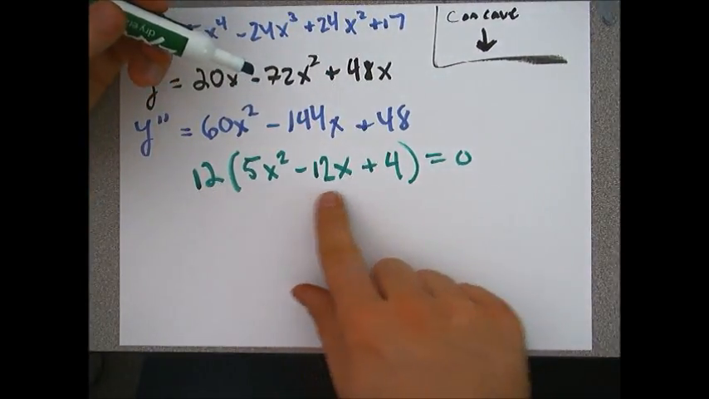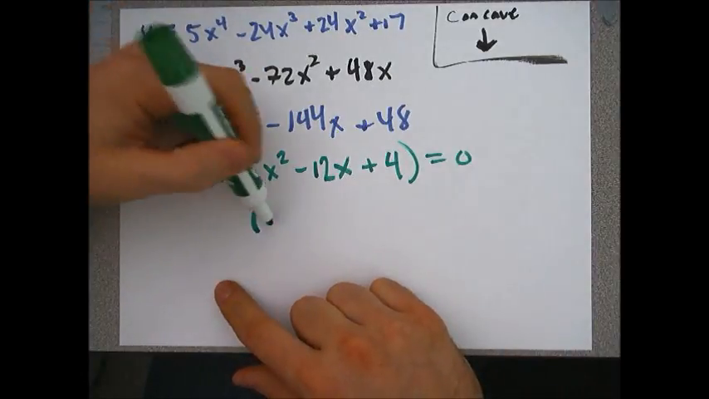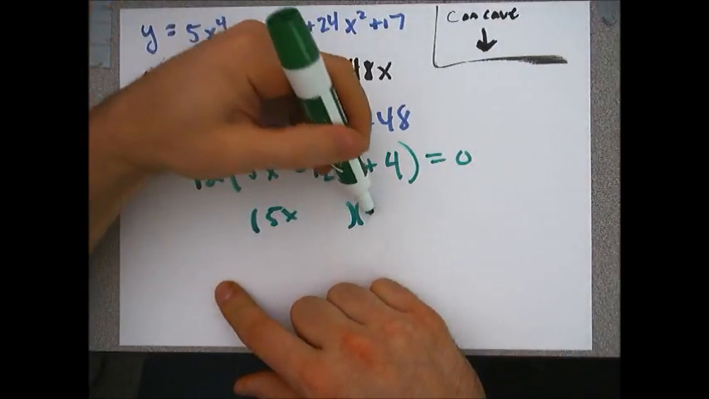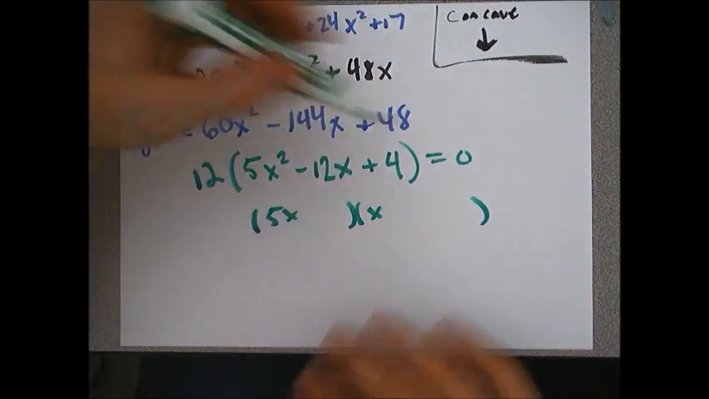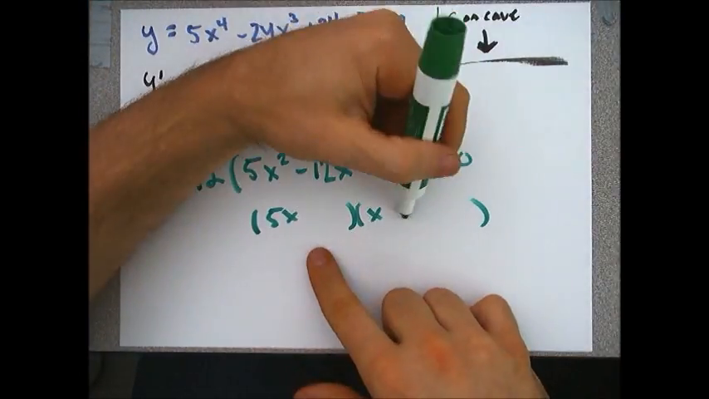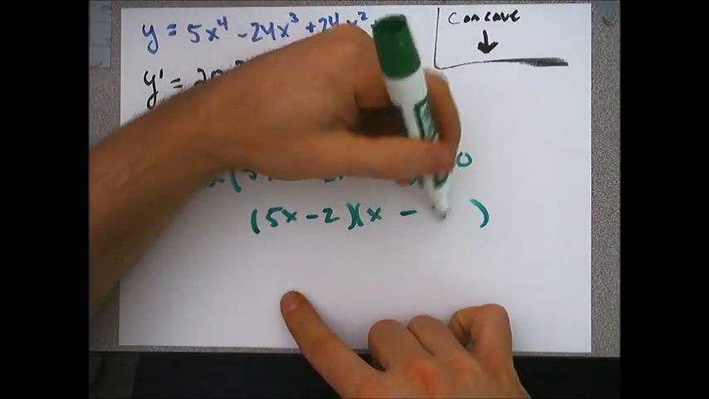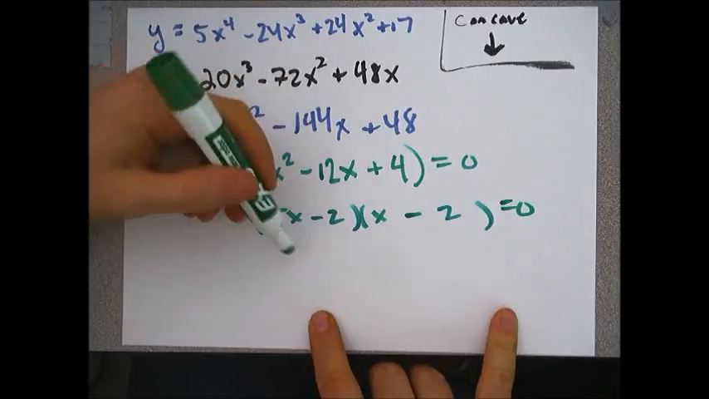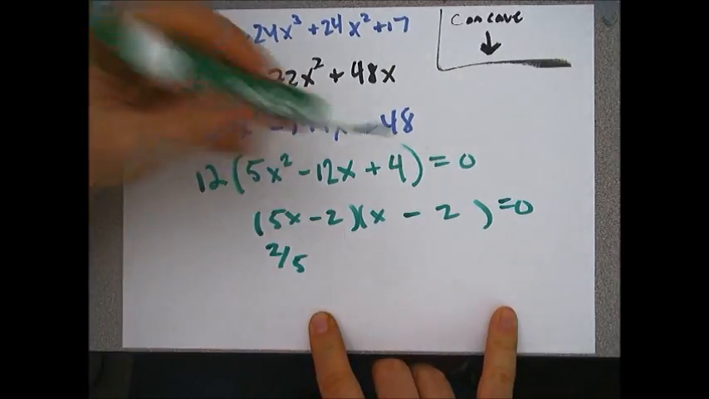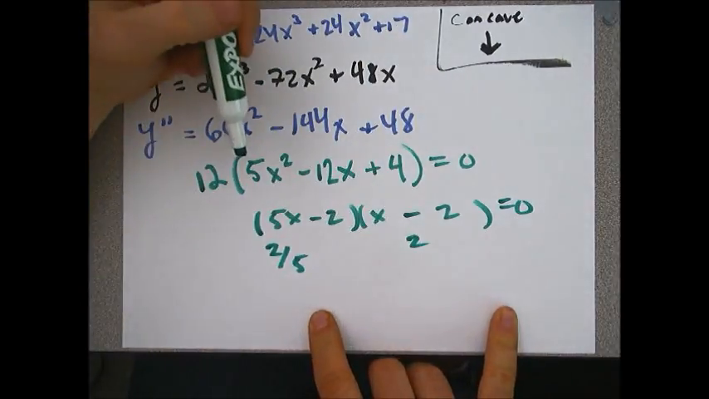So I'm going to take this part in the middle and try to factor it. First times first, 5 is a prime number, so 5x and x. Trying to create 12 in the middle. Last number is positive, so I'm going to say negative, negative. Set them each to 0. If I set this one to 0, I've got 2/5. I set this one to 0, I've got 2.